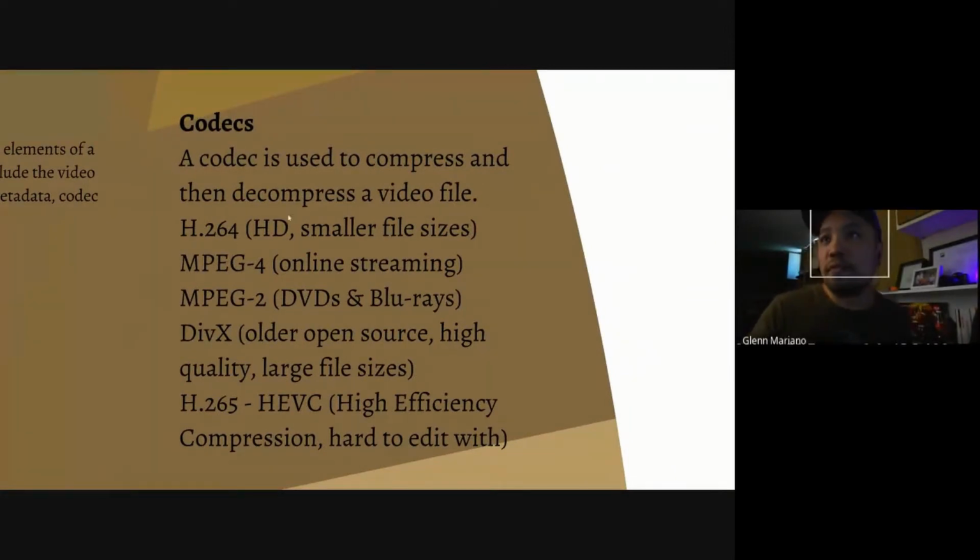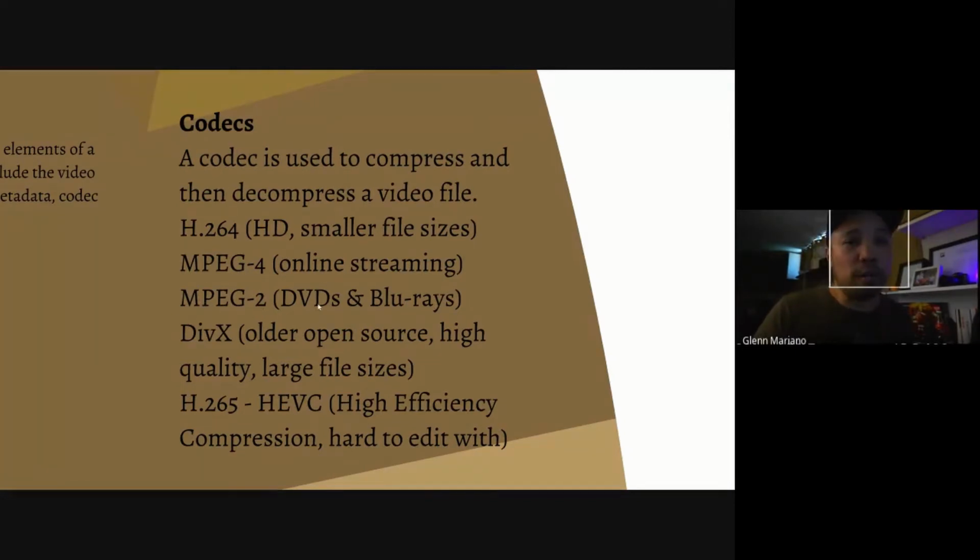So there's different types of codecs. H.264 is the most standard one today. Most modern video cameras will record in H.264. There's MPEG-4 and MPEG-2. MPEG-4 is used for online streaming. So if you're watching something from Netflix, it's likely an MPEG-4 video.